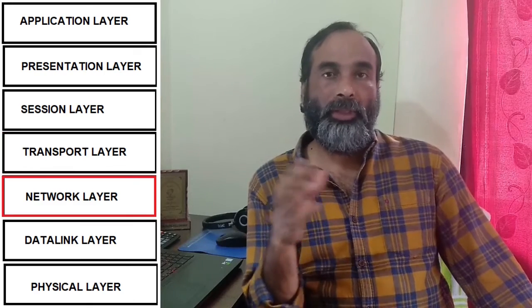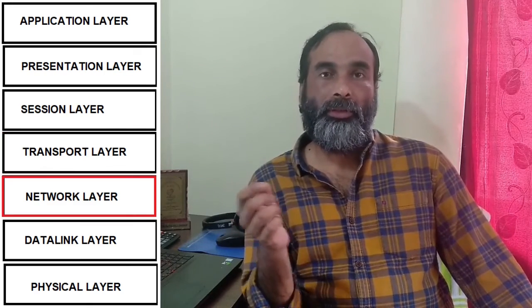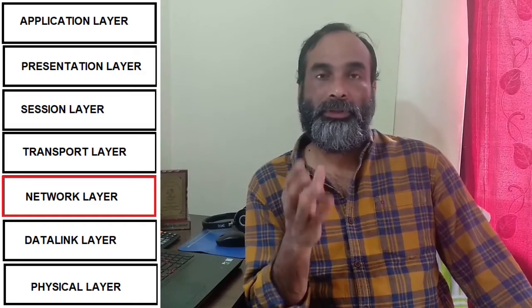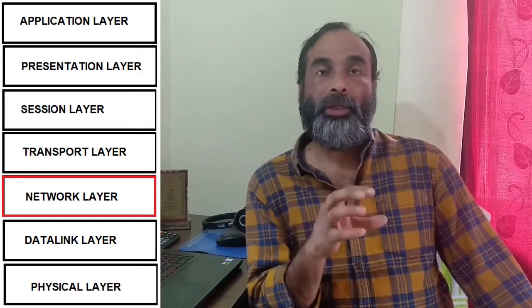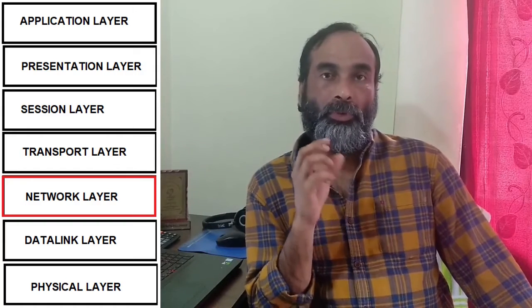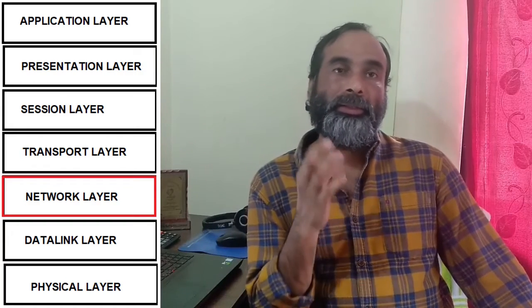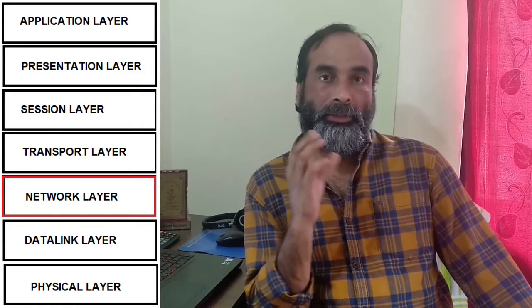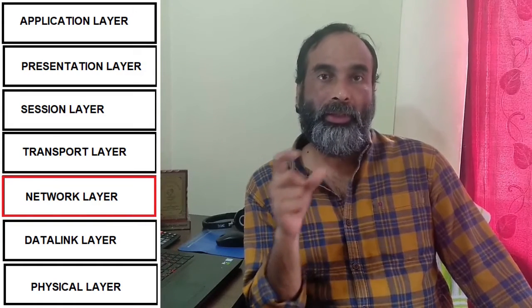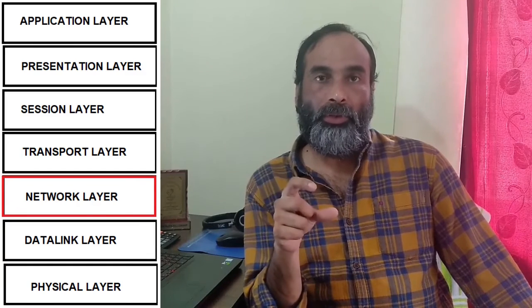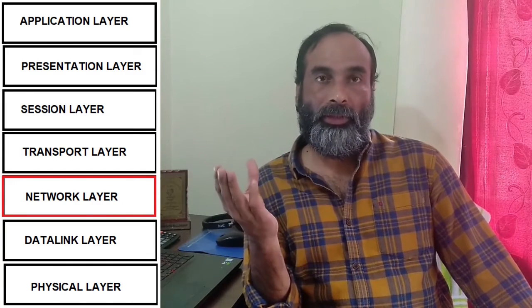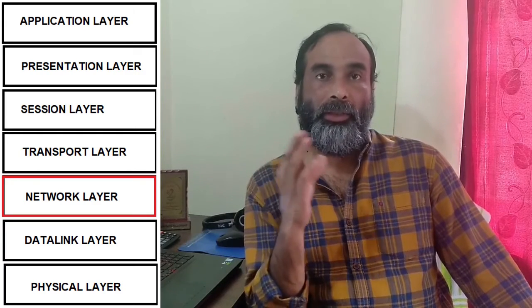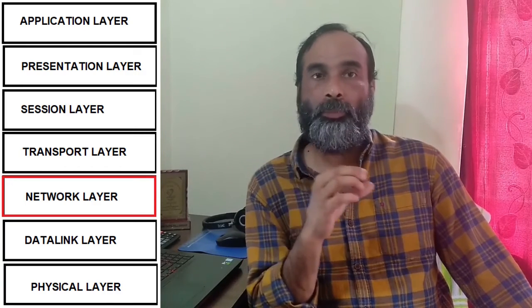Next layer of the OSI model is the network layer. The network layer is the layer which sends the data from one computer to another computer. So how is data sent from one computer to another computer? You can see that when you send data, it is sent to one router. Then after that, it goes to some other router in another network, and the data reaches your computer.